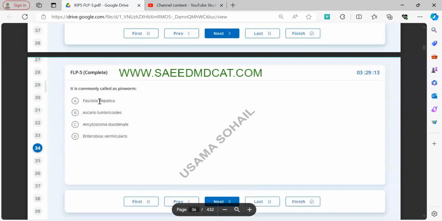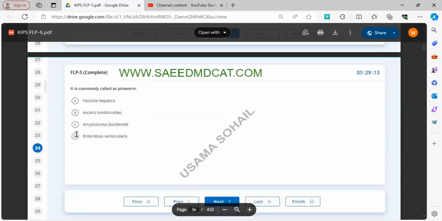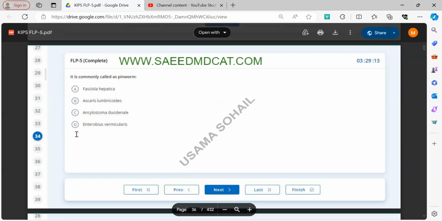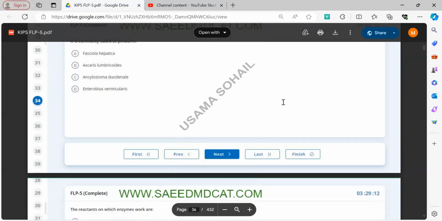Now, in the next question, pinworm is a classical infection mainly in children because of their unhygienic practices in which they tend to put their hands in their mouth after touching the ground. So the scientific name of pinworm is Enterobius vermicularis, and the treatment for it is albendazole stat.